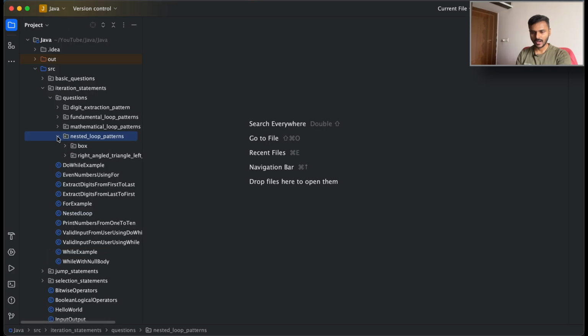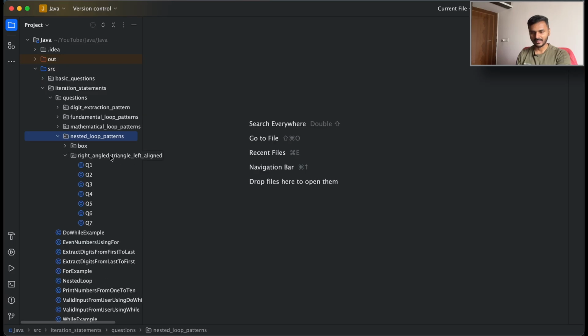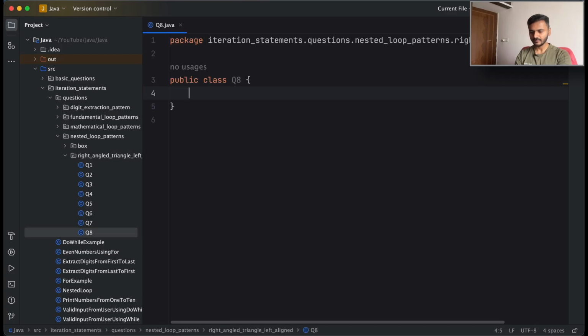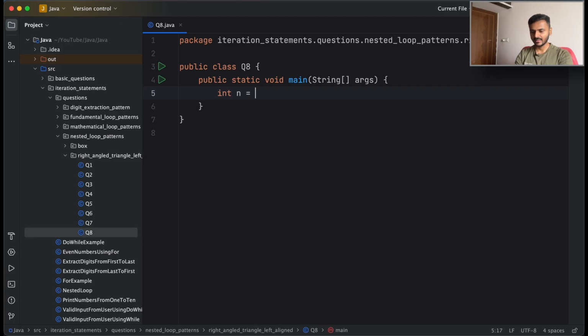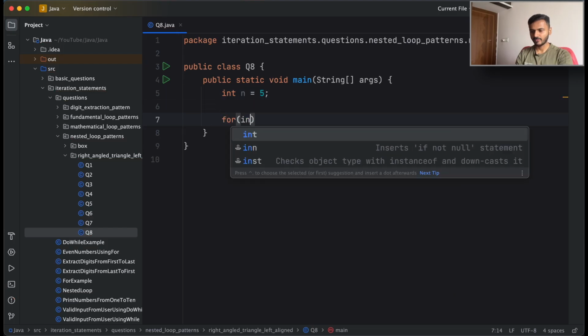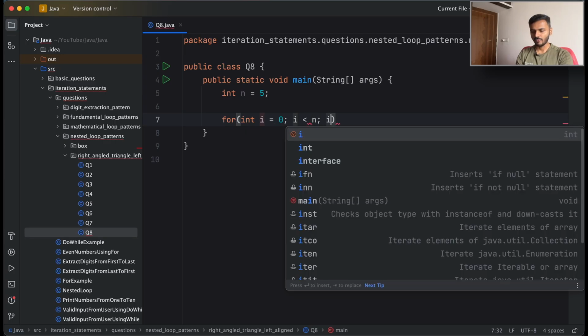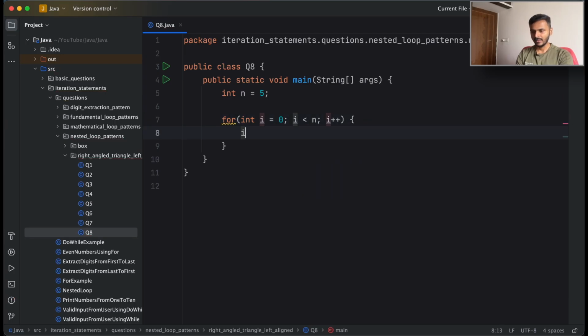Let's expand nested loop pattern and right angle triangle left aligned. Let's create a new Java class here. Let's call it Q8. And here let's have a main method. Let's say n is equal to 5. Then we have to iterate from 0 all the way up to 4, right, in the main loop. In each iteration of the main loop, which will take care of the row, we'll have to calculate start, which we know is equal to n minus i. Then we'll have to calculate end, which we know is equal to n.